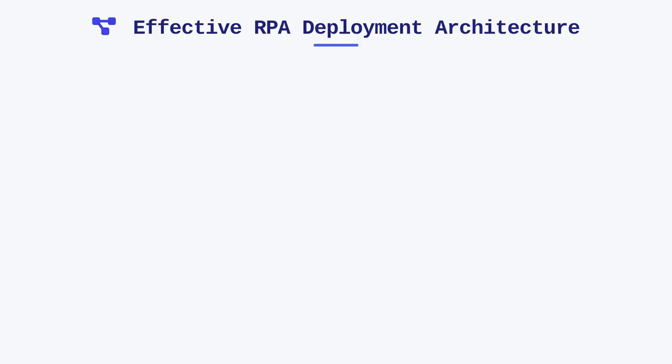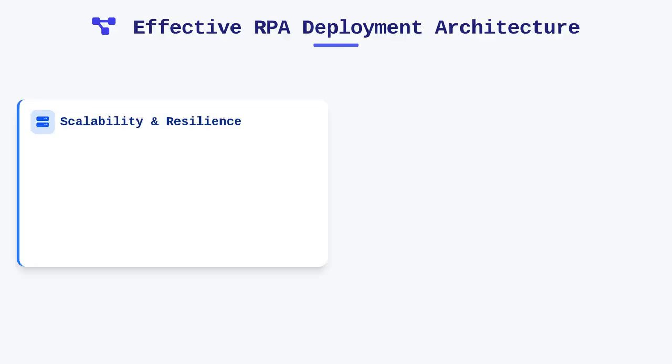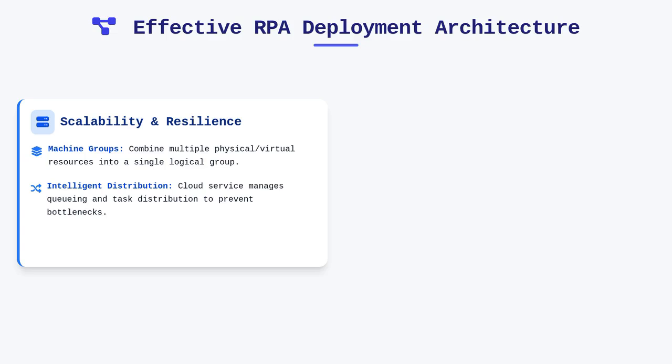Effective RPA deployment requires attention to these architectural boundaries, particularly when considering how machine groups offer scalability and load balancing. By grouping multiple machines into a single machine group, you allow the Power Automate cloud service to handle queuing and distribution of tasks across the available physical or virtual resources. This prevents bottlenecks and ensures the resilience of your automation ecosystem against individual machine failures or maintenance schedules.